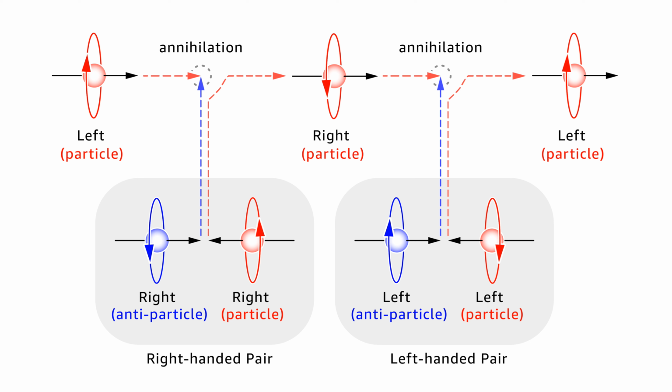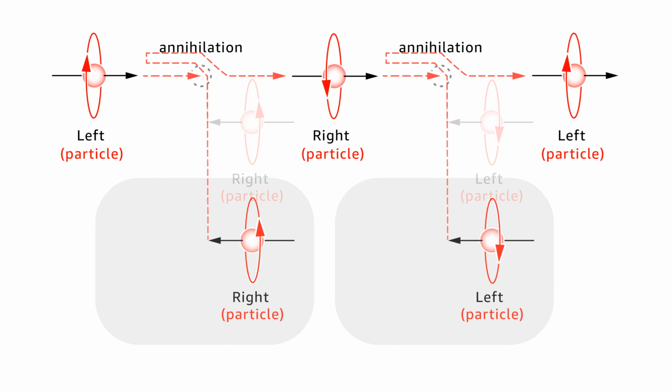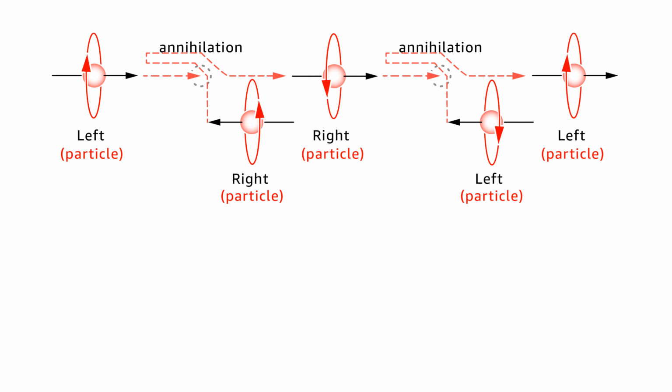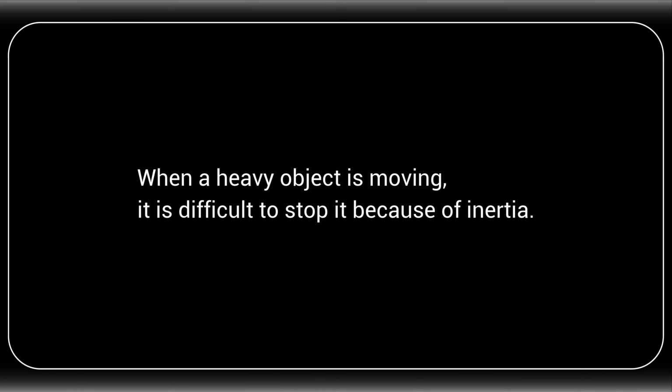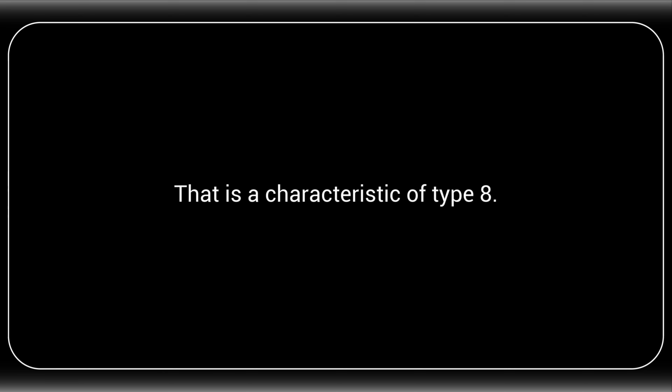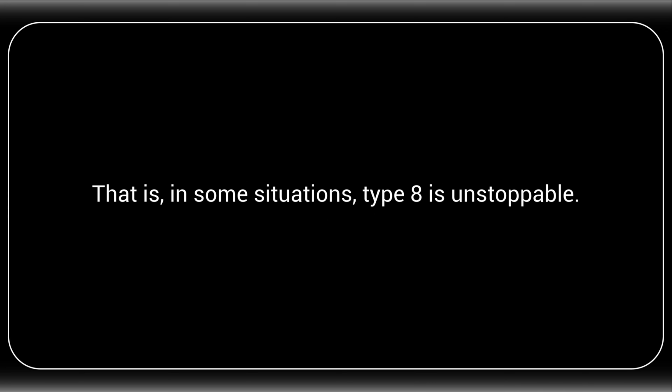In this process, when a particle is replaced by another particle, it does not go straight forward, as illustrated. That is, a particle moves in a zigzag pattern, or random pattern, as illustrated. Therefore, the total speed to the initial direction decreases. In this way, a particle acquires inertial mass. Note: when a heavy object is moving, it is difficult to stop it because of inertia. That is a characteristic of type 8. That is, in some situations, type 8 is unstoppable.